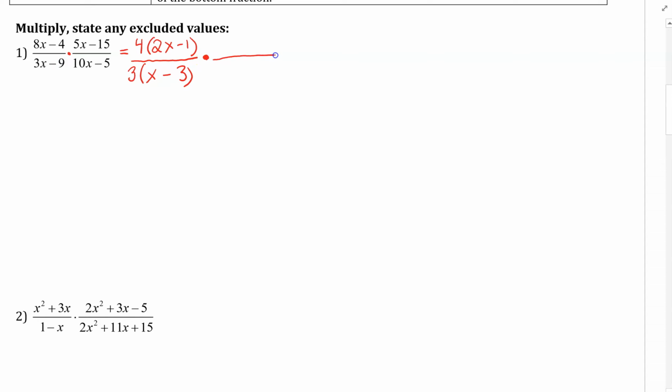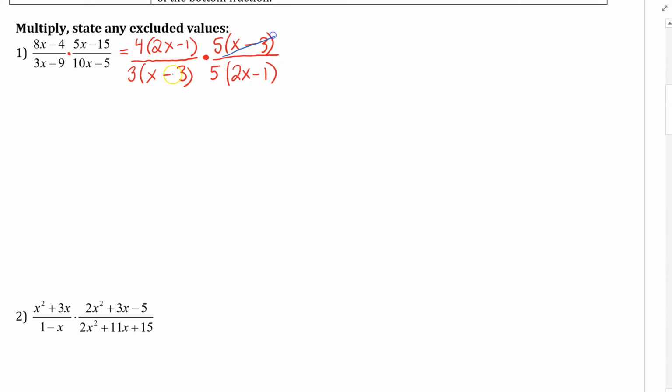Going on to the second fraction now, I notice a GCF of 5. I can take that out, and then I'm left with x minus 3. And then I notice a GCF of 5 again in the denominator of that second fraction, leaving me with 2x minus 1. So something else that you can do when you're multiplying is this thing called cross canceling.